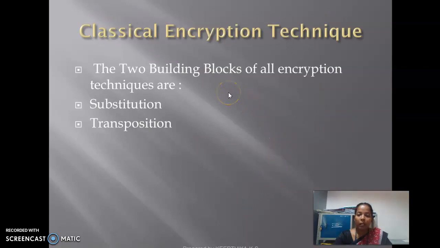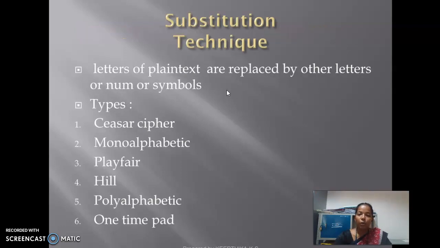Next we are going to see classical encryption techniques. The two building blocks of all encryption techniques are substitution and transposition. First, we are going to discuss substitution techniques. The name itself tells us: substitution means the letters of a plain text are replaced by other letters or numbers or symbols. Here the substitution techniques are of six types: Caesar cipher, monoalphabetic, Playfair, Hill cipher, polyalphabetic cipher, and one-time pad cipher.